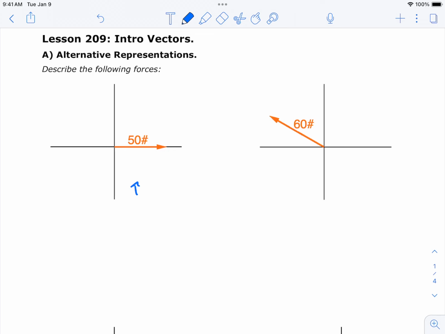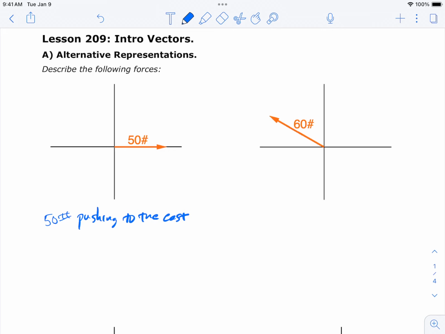There's at least three ways that we could describe it. One way you could describe it is you could say, well, it's 50 pounds pushing to the east. It's more natural to say to the east if it were a velocity, 50 miles an hour to the east, but you could do the same thing with pounds. He's pushing 50 pounds to the east. That would be a nice verbal description.